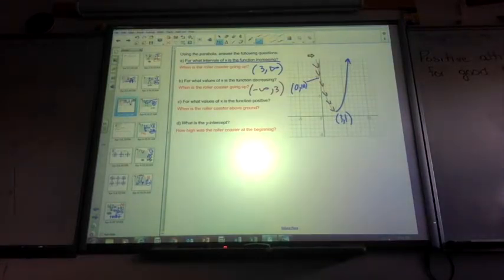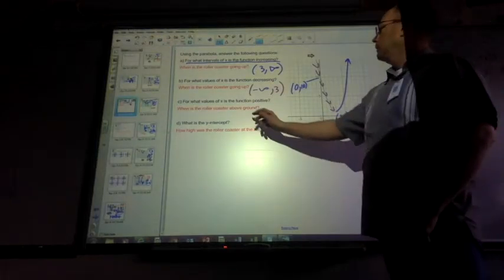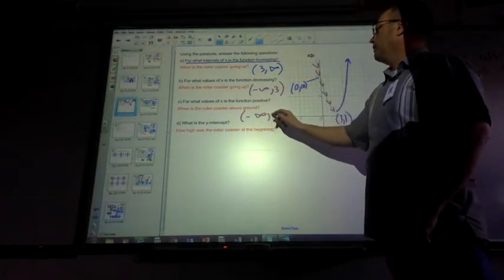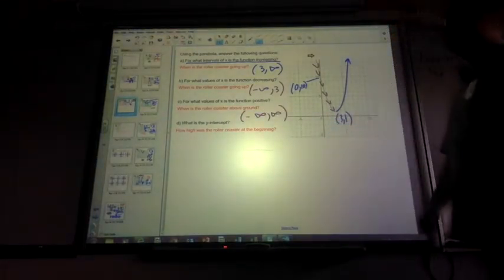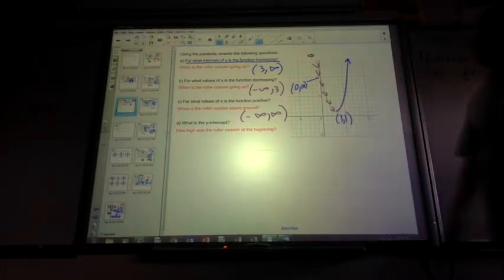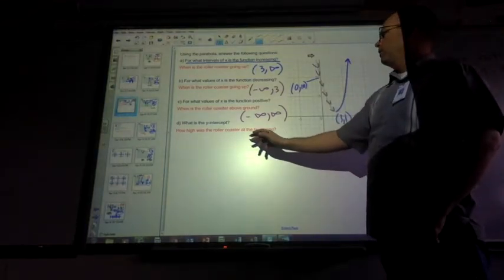Where is our function positive? That means where is it above the x-axis? Yeah, the entire ride. The entire ride is above the x-axis. So from negative to positive infinity. Sweet. And then what was, this is the y-intercept.